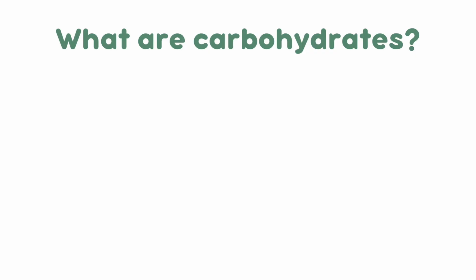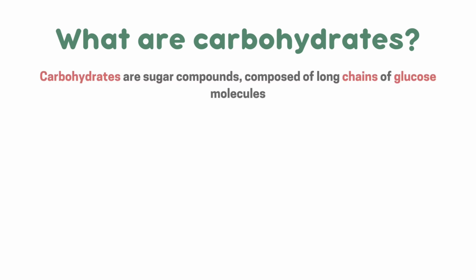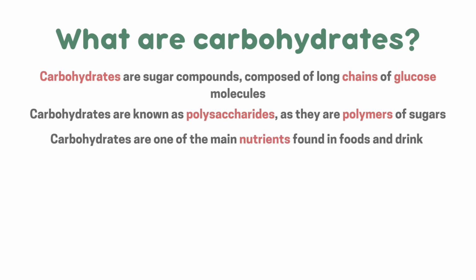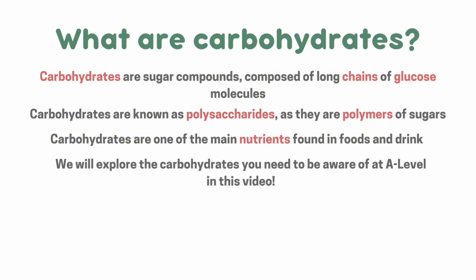What are carbohydrates? Carbohydrates are sugar compounds composed of long chains of glucose molecules. And remember, there are two isomers of glucose, which are alpha and beta glucose. Carbohydrates are known as polysaccharides, as they are polymers of sugars. Carbohydrates are one of the main nutrients found in foods and drinks. We'll explore the carbohydrates you need to be aware of at A-level in this video.